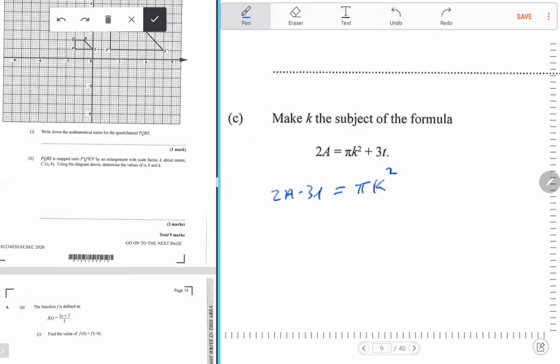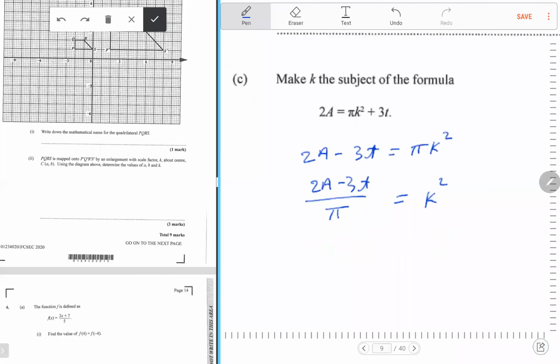What is that? 2a, let's write it a little clearer. Let's go again. So we have 2a minus 3t equals 5 times k squared. I transpose this over this side and subtract it. And then now I need to divide through by the pi. I need to get rid of the pi. Next, I can't take the square root yet. I have to square root both sides, so I'm leaving the square for last. I'm going to divide by the pi. So I'm going to get k squared equals 2a minus 3t, and we divide by the pi under it.